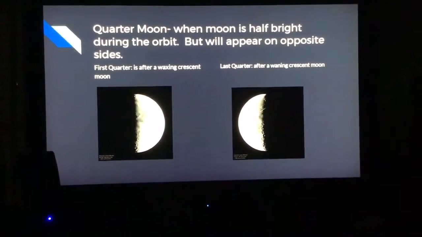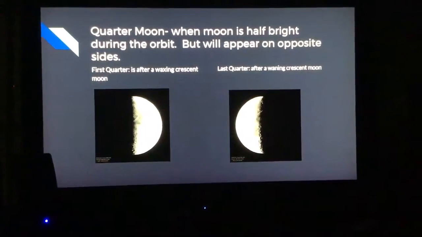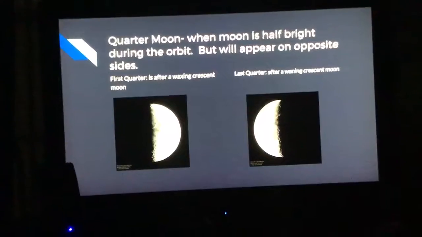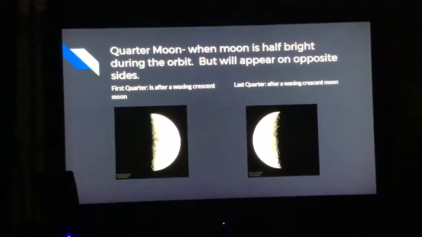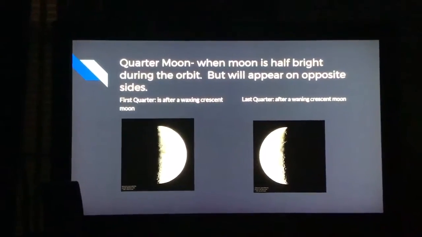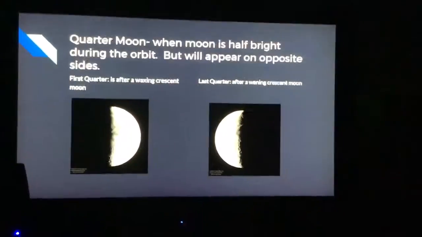Whereas the last quarter moon is right after a waning crescent, which means that the moon has already done its cycle for the full moon, where it's big, bright, beautiful, a big star. It's had its fun, but now the darkness is going to come and take over, okay?